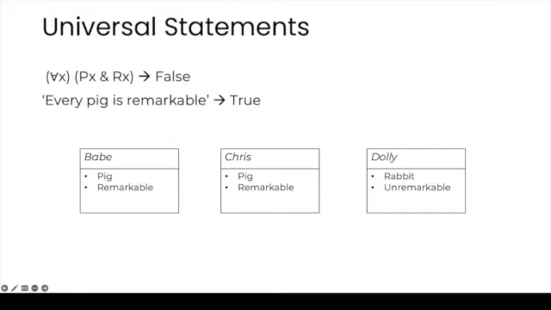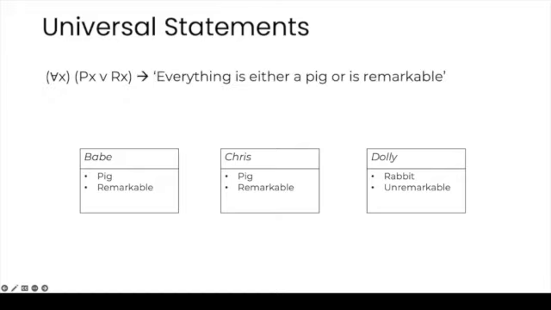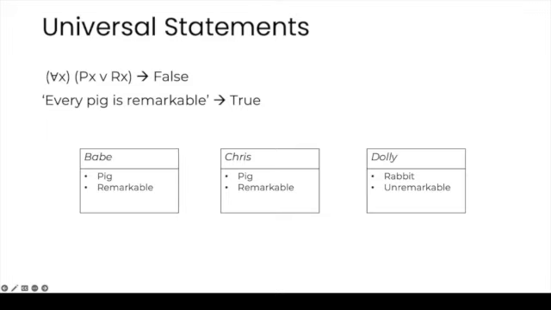However, "every pig is remarkable" is true, because there are two pigs, Babe and Chris, and each one of them is remarkable. So that means that there is a discrepancy between the truth value of our symbolization and the truth value of the English sentence that we want to represent. So this is not a good symbolization. What happens if we have the disjunction? Then what we're saying is that everything is either a pig or is remarkable. But this sentence is false, again, because Dolly is neither a pig nor remarkable. But then again, "every pig is remarkable" is true. So the disjunctive sentence is not going to work.